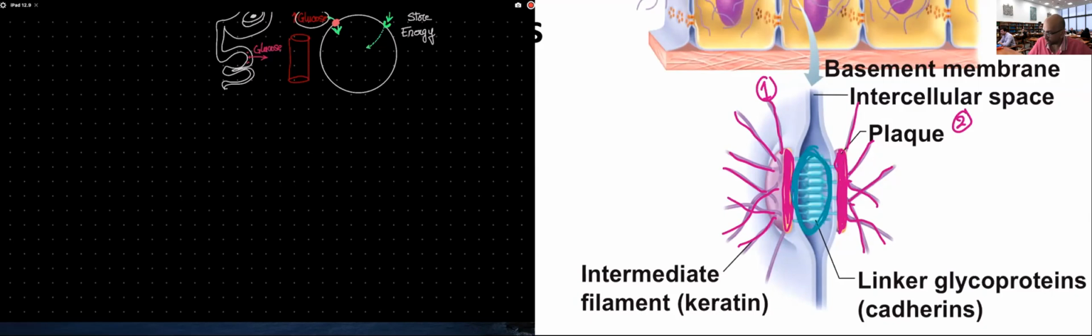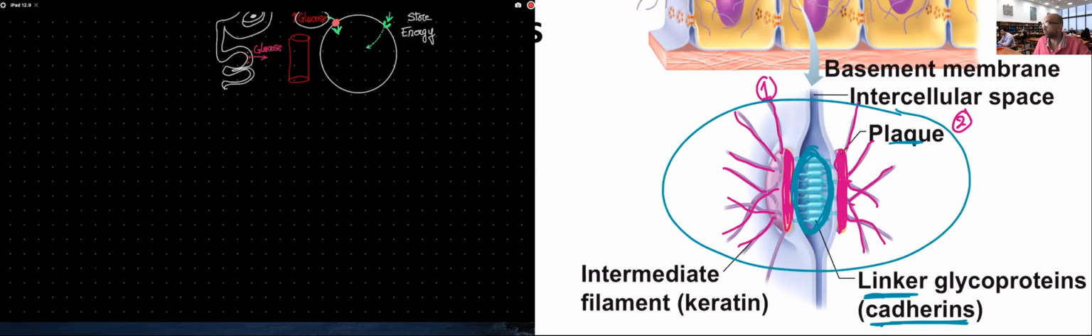So here, what keeps the cells attached together is the glycoprotein that is attached to the plate in both cells. What do we call the linker glycoproteins on here? Those are my cadherins. Cadherins. So what do we call this whole structure that allows the cells to be attached to one another? Those are my desmosomes.